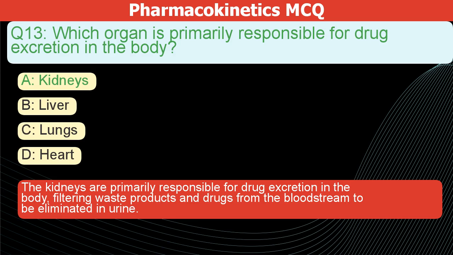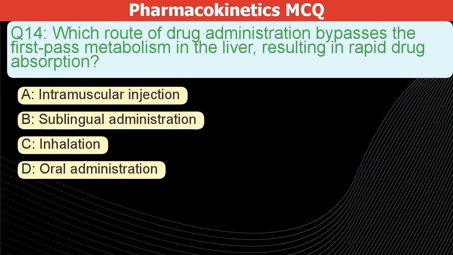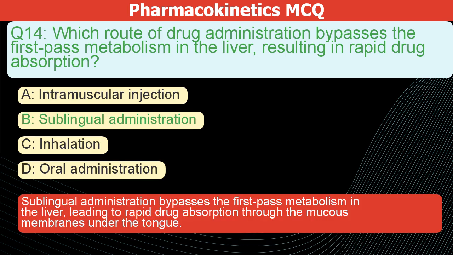be eliminated in urine. Which route of drug administration bypasses the liver's first-pass metabolism, leading to quick absorption? A. Intramuscular injection. B. Sublingual administration. C. Inhalation. D. Oral administration. The correct answer is B. Sublingual administration bypasses the liver's first-pass metabolism. This leads to rapid drug absorption through the mucous membranes under the tongue.